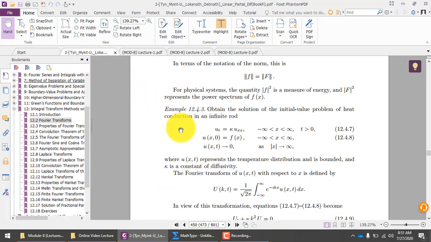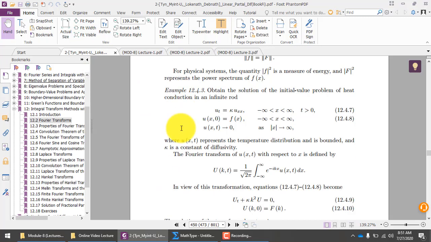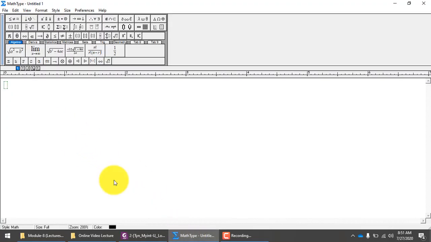So what is this problem? Actually this is an example which I gave to you that you should learn and understand, but I am going to explain you with each step such that you can easily understand. So let's just write the problem.